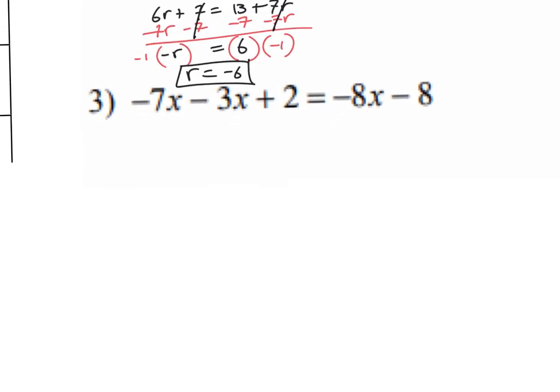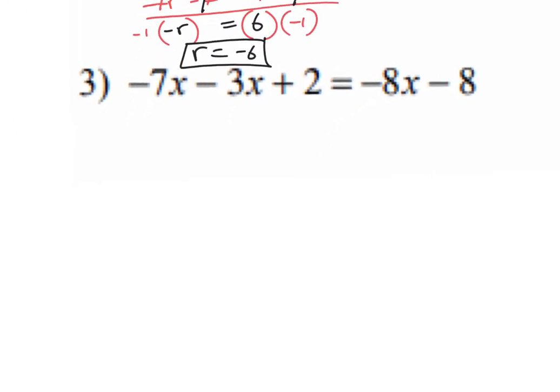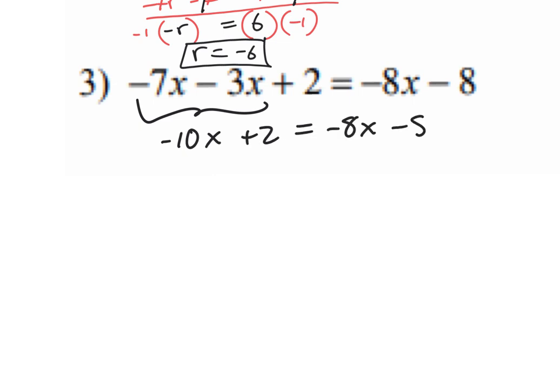Catching on. Uh-oh, there's a whole bunch of terms with an x in it. No big deal. Here's what we're going to do. First thing is, I'm just going to combine like terms. Get it a little bit simpler.